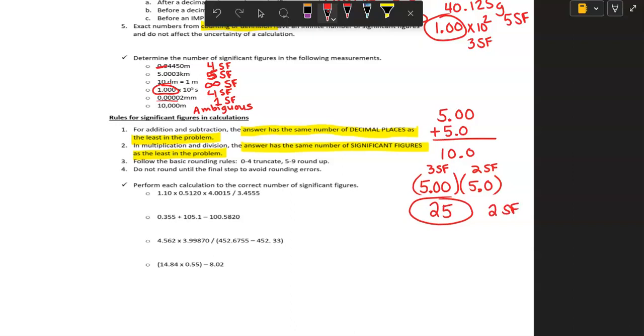You're going to follow the basic rounding rules for these. 0 to 4, you truncate, which means cut off everything after the number you're trying to round. And if it's 5 through 9 after it, you round up. And then it's best to not round until the final step to avoid rounding errors. I will make an exception for that, though, if you're combining addition and subtraction or multiplication and division. So like say you have to add in parentheses and then divide. Follow the rules for the adding within the parentheses, then follow the rules for dividing at the end.